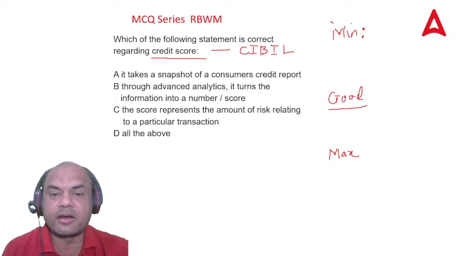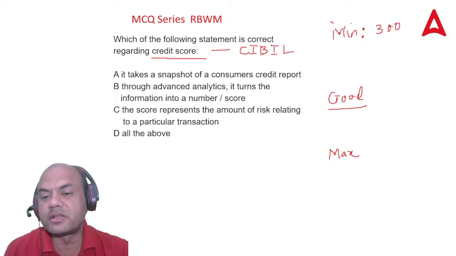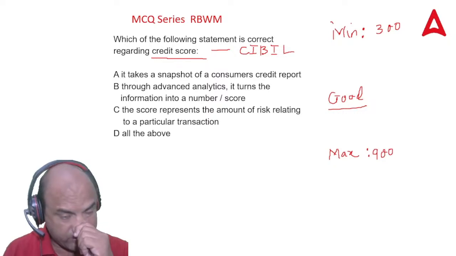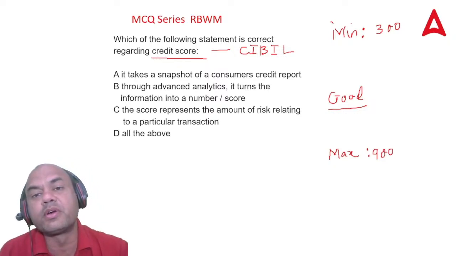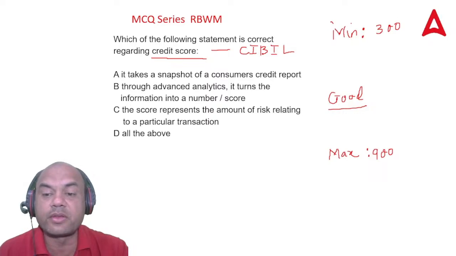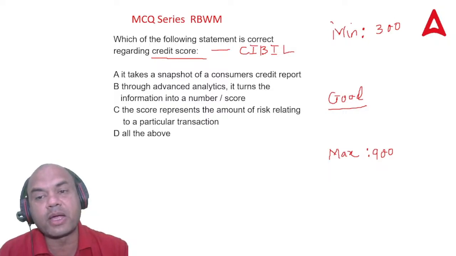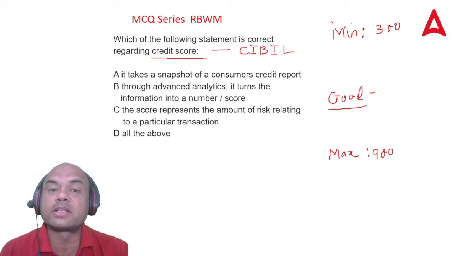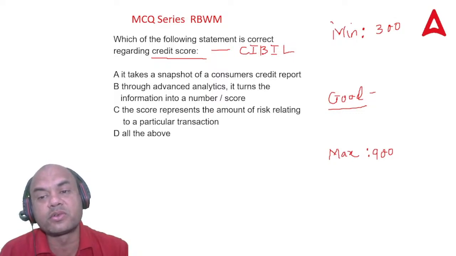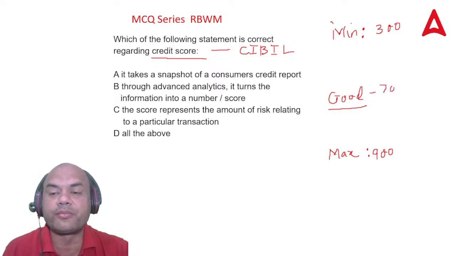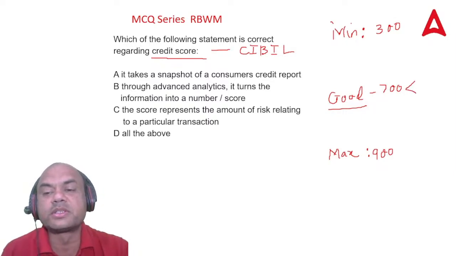Yes, minimum is 300. Remember, see here, minimum CIBIL score is 300. Maximum is 900. So you can't go below 300. Anyone who's having the worst CIBIL score is having 300. Anyone who's having the best CIBIL score is 900. And what is a good CIBIL score? See here, it depends on bank to bank. Some bank may consider 600 as a good CIBIL score. Some bank may consider 800 as a good CIBIL score. Generally what is said is 700 and above is a good CIBIL score.